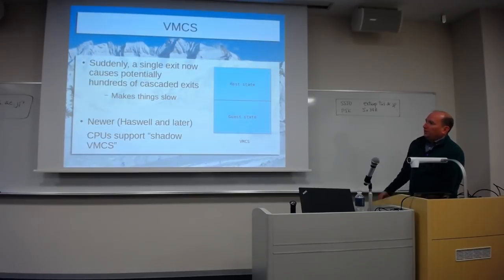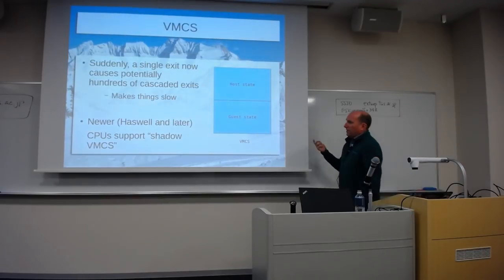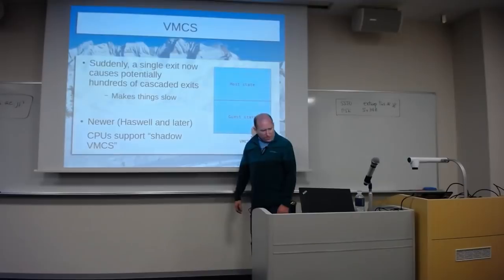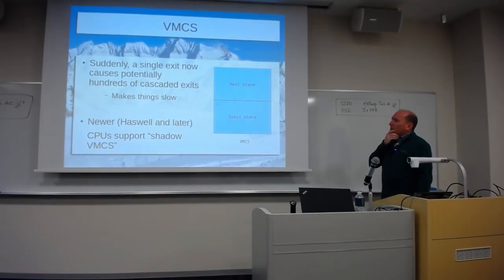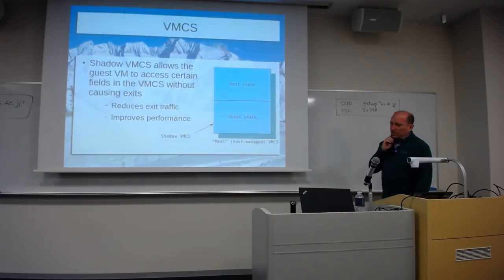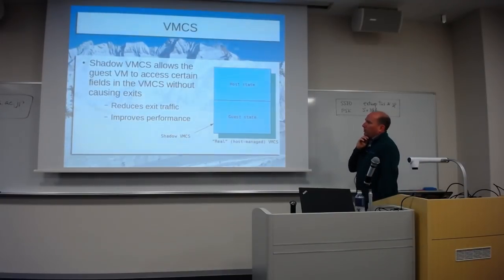So to alleviate this problem Intel came up with this thing called shadow VMCSs. I think they're in Haswell or maybe Broadwell or later. So it requires a relatively more recent CPU, 2013, 2014 timeframe or newer. And what this basically says is that there is a VMCS hiding behind the real one, or hiding in front of the real one, I guess.